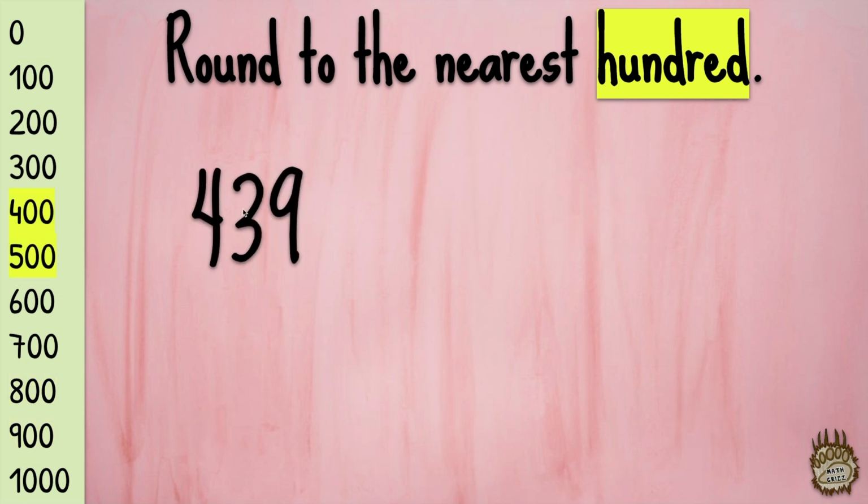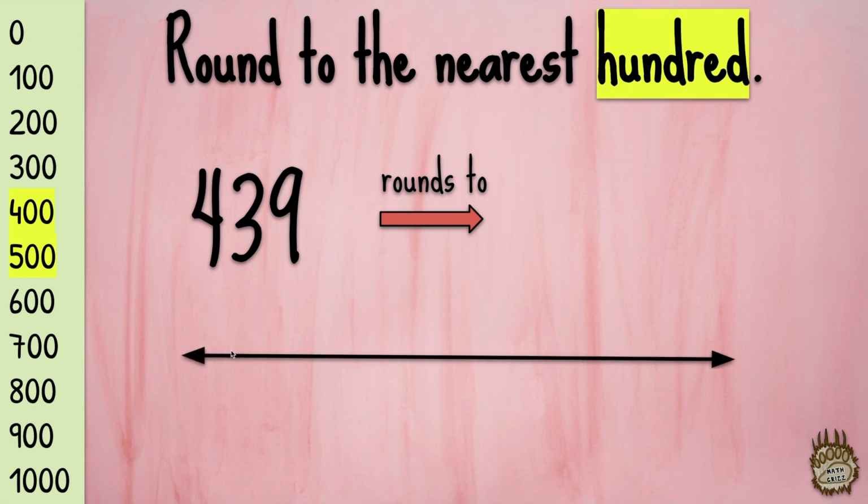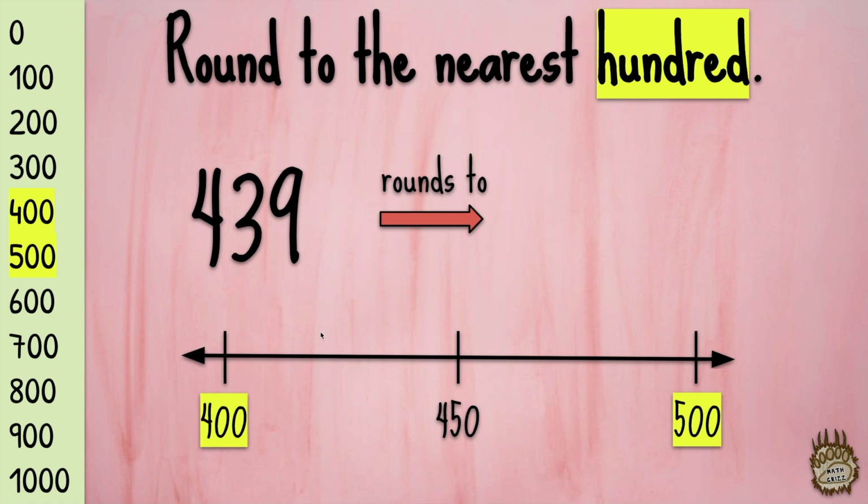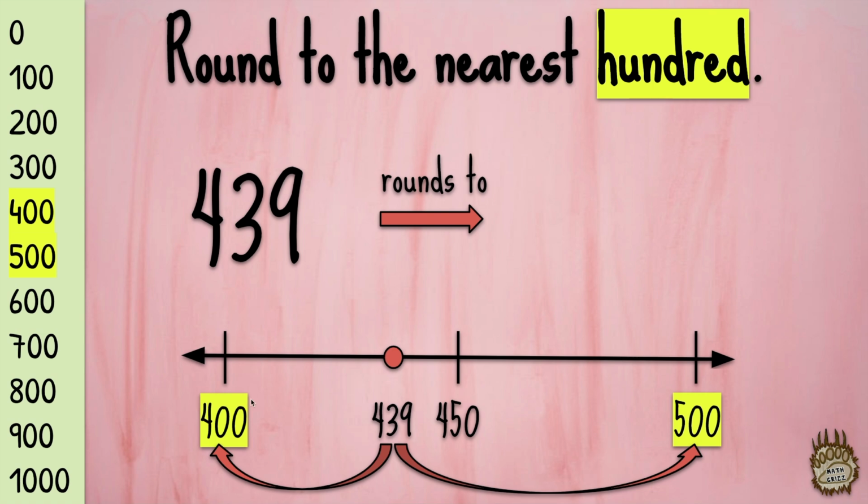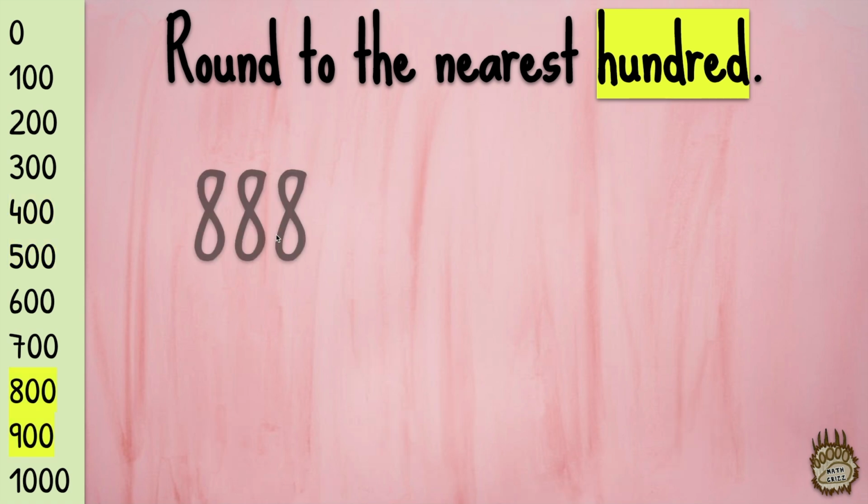439. 439 falls between 400 and 500. We need to see if it's closer to 400 or 500. So let's make our number line. 400, 500. Halfway is 450. So let's think. 439. Is that going to be less than 450 or greater than? It's going to be less than 450. Is 439 closer to 400 or 500? It's closer to 400. So 439 rounded to the closest hundred is 400.